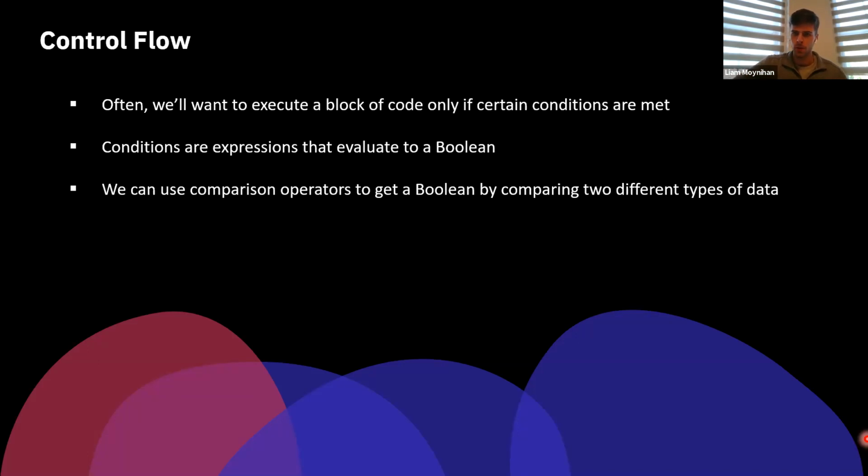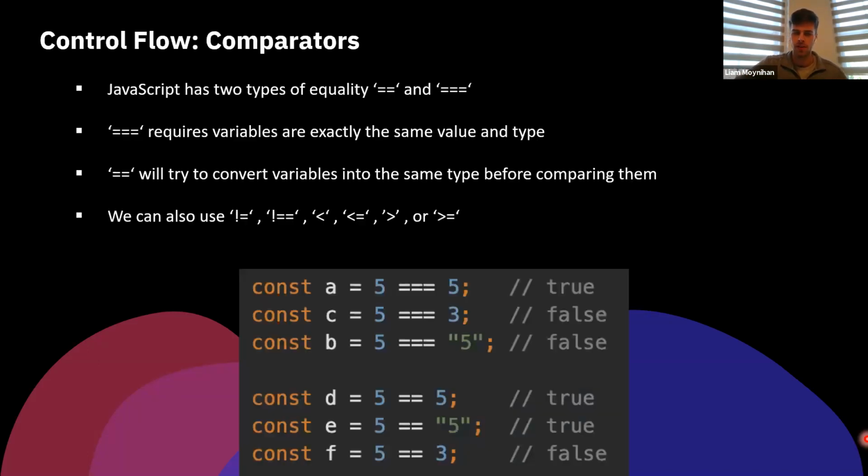So let's first look at a couple of these comparison operators since we're going to use them in a lot of the different control flow loops that we use. This is where we come back to that issue of JavaScript not having types defined. Because of that, there are actually two different types of equality in JavaScript. There is the double equals and the triple equals. Here we're saying 5 triple equals 5, and that's going to be true.